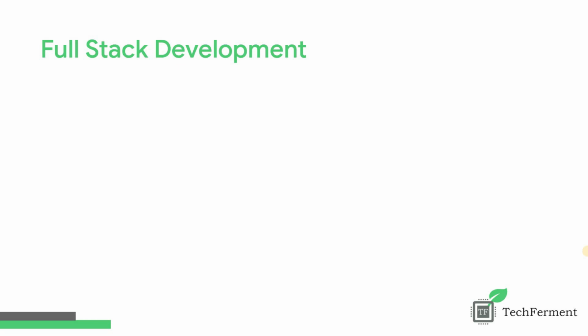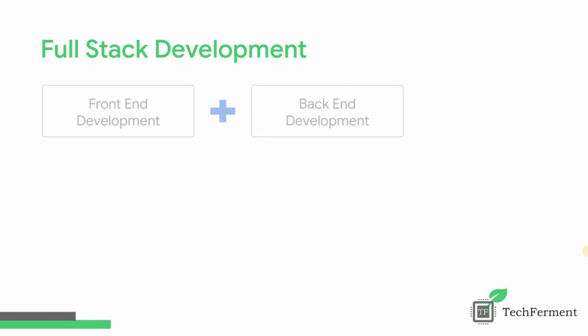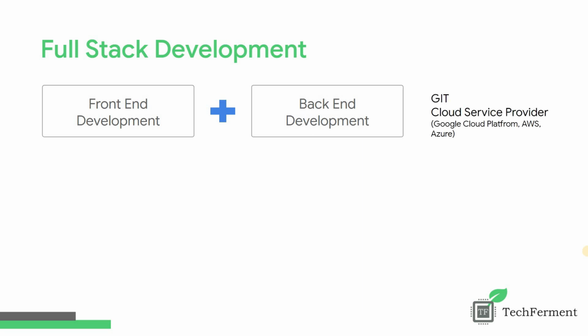And the third part, you can go for full stack development. A full stack developer mostly works on front-end development plus back-end development. Also, they need to work with some magical tools like Git. Git is used as a version control system, where you can manage the source code, and you can also go for cloud service providers like Google Cloud Platform, AWS, Amazon Web Services, or Microsoft Azure.